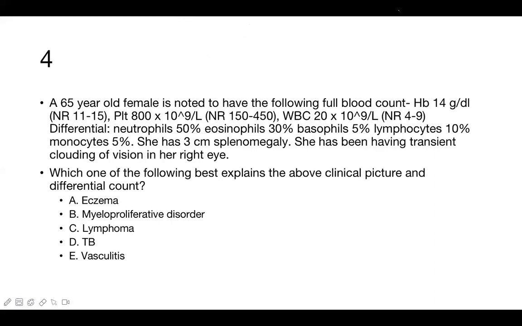Anybody? Sir, option B. Okay, Ilyas, you go first. Sir, option B, myeloproliferative disorder. Okay, can you explain, Ilyas? Sir, the platelet level is above normal, and there is also leucocytosis and splenomegaly, and her blood viscosity is most probably above normal, which causes the disturbance of her vision, which all fits under a myeloproliferative disorder.